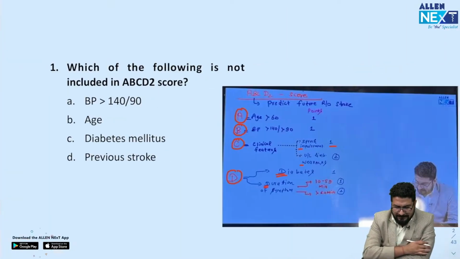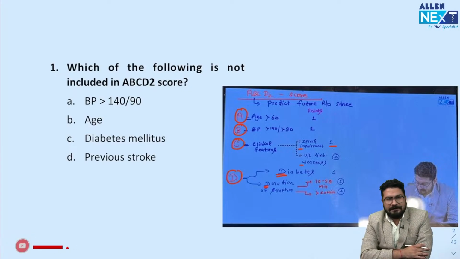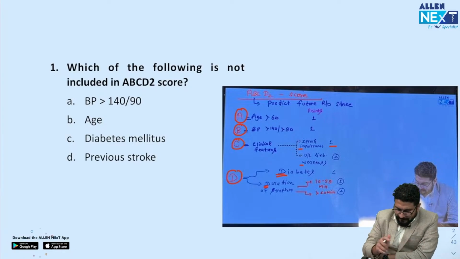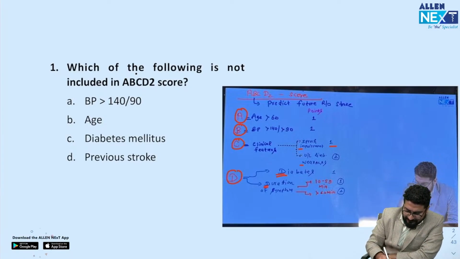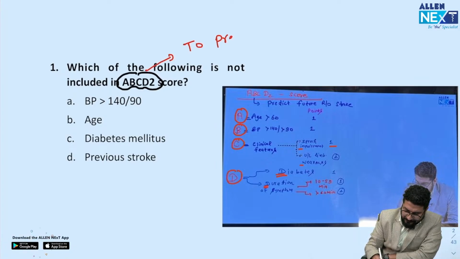Okay, starting with our first question, which of the following is not included in ABCD2 score? So just try to understand this. This ABCD2 score is used to predict the future chances of stroke in a patient with TIA. So understand why we use a score. I told you in the class also, this could be an expected question and this question came in the exam.